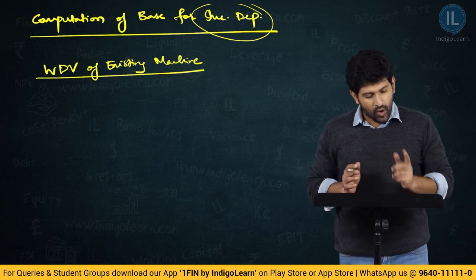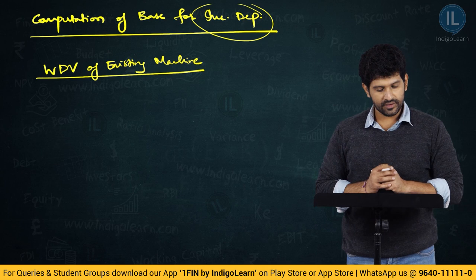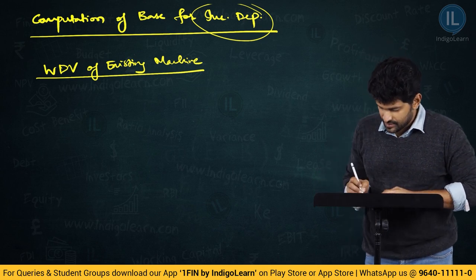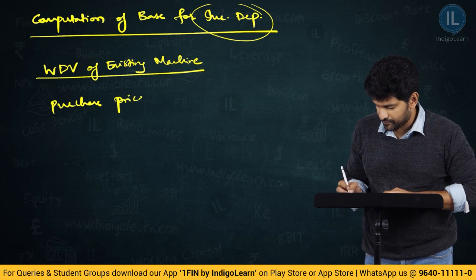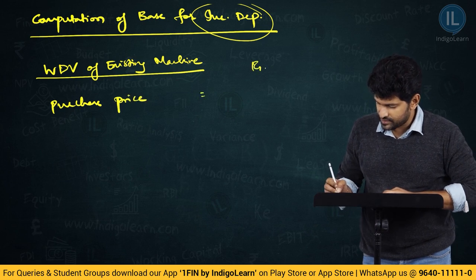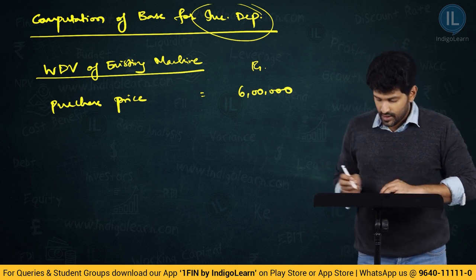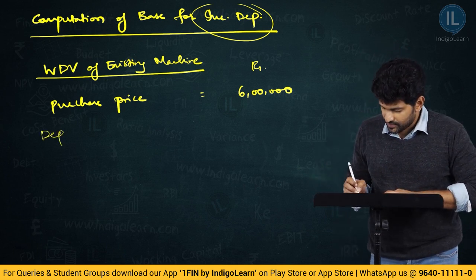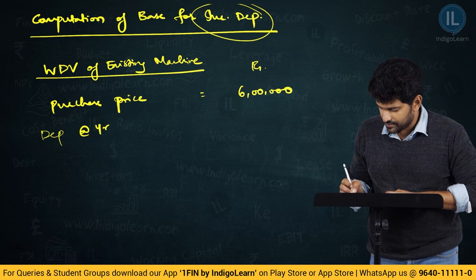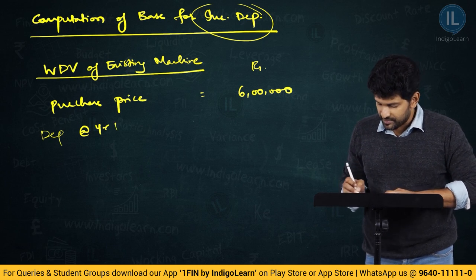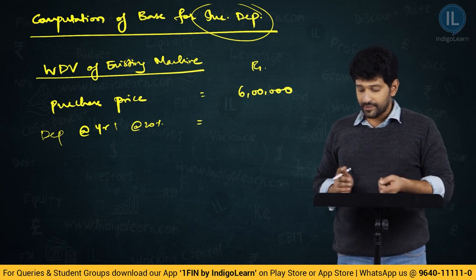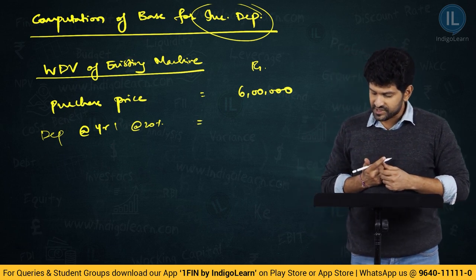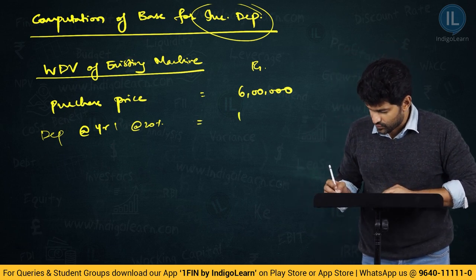Now, what is the purchase price of existing machine? That is given to be 6 lakhs. Yes. Purchase price rupees 6 lakhs. Now, depreciation at year 1. So, what is rate of depreciation? 20%. What is 20% of 6 lakhs? 10% of 6 lakhs is 60,000. Therefore, 1,20,000? Yes.